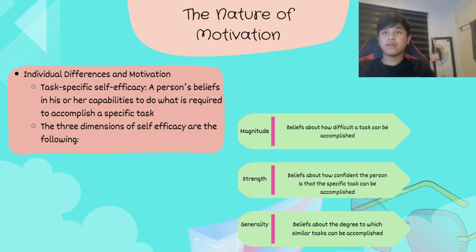Individual differences and motivation. Task-specific self-efficacy is a person's belief in his or her capabilities to do what is required to accomplish a specific task. The three dimensions of self-efficacy are the following. Magnitude: beliefs about how difficult a task can be accomplished. Strength: beliefs about how confident the person is that the specific task can be accomplished. Generality: beliefs about the degree to which similar tasks can be accomplished.